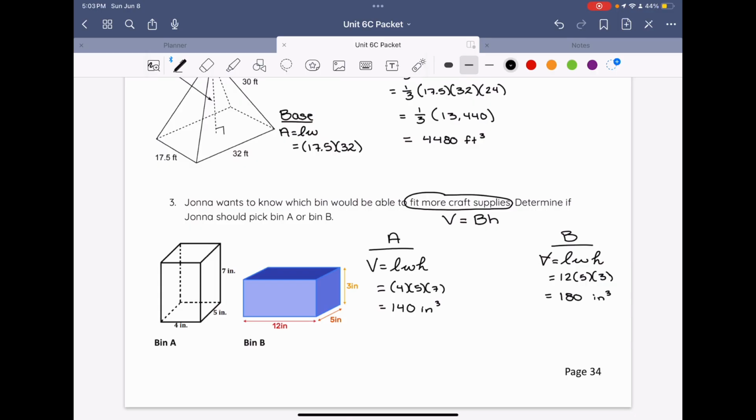So Jonah would be better off with bin B. So let's just make sure we answer the full question. Jonah should pick bin B. There is more space in bin B.